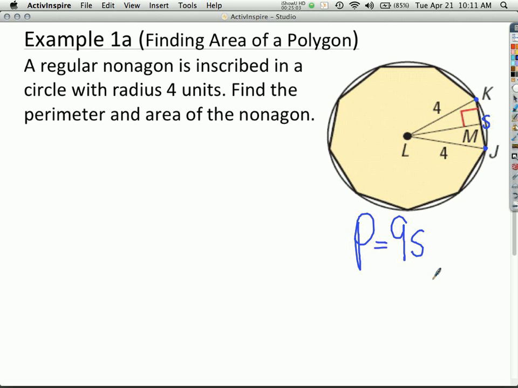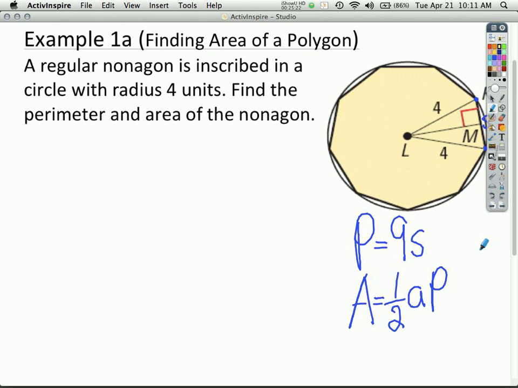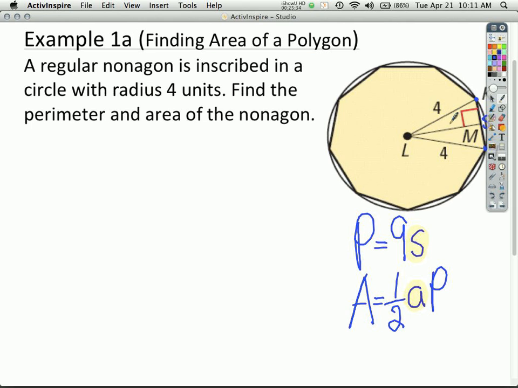The area is going to be half the apothem times the perimeter. So even though we're asked to find the perimeter and the area, we have to find the perimeter to get the area. So the pieces of information, the things that we are really tasked with doing is finding this, and then we put it all together. And we don't necessarily have to find them in that order. So we need to find A, and we need to find S.